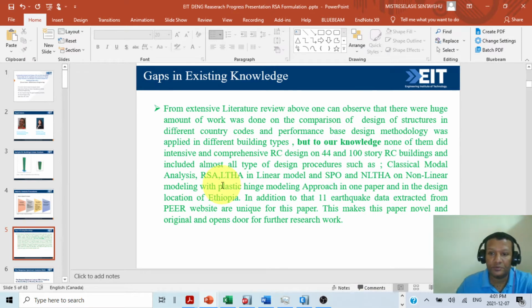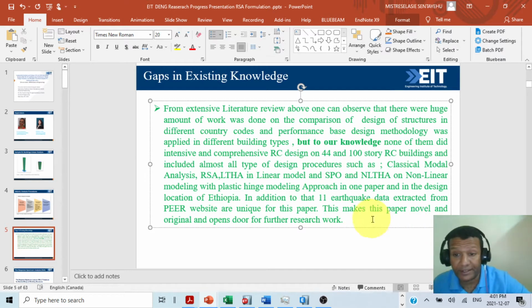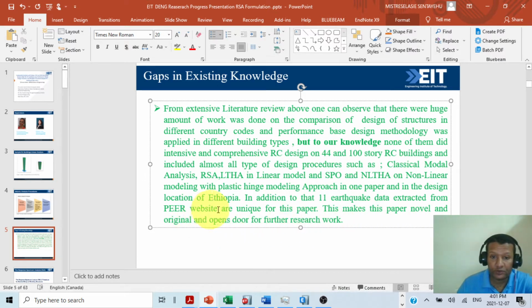linear time history analysis on the linear model, static pushover analysis, and nonlinear time history analysis on the nonlinear model with the plastic hinge modeling approach, in one paper, and in the design location of Ethiopia also. In addition to that, 11 ground motion records extracted from the PEER website are unique for this paper. This makes this paper novel and original, and opens the door for future research work.